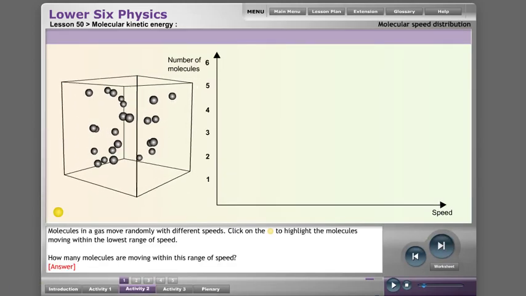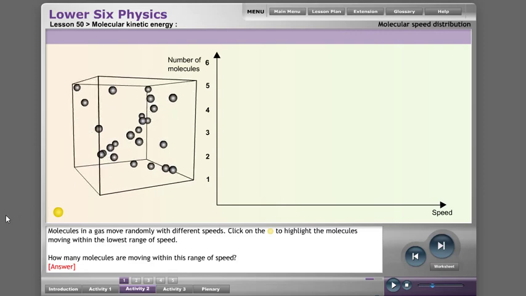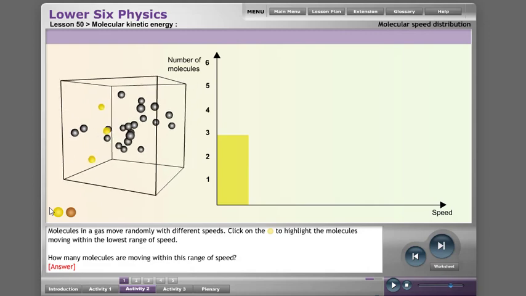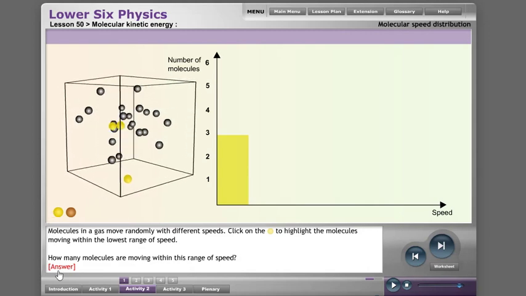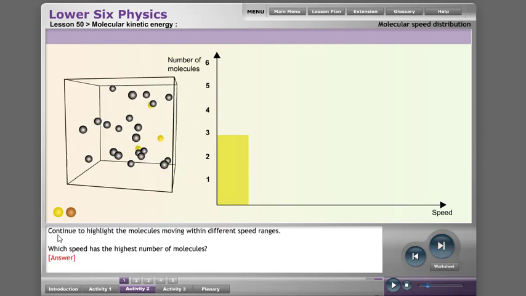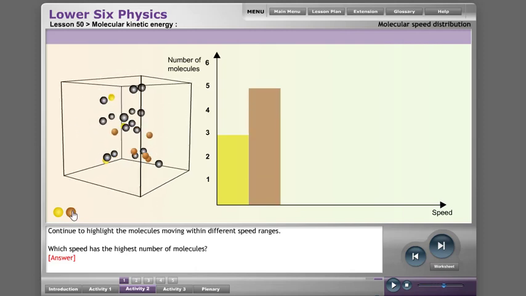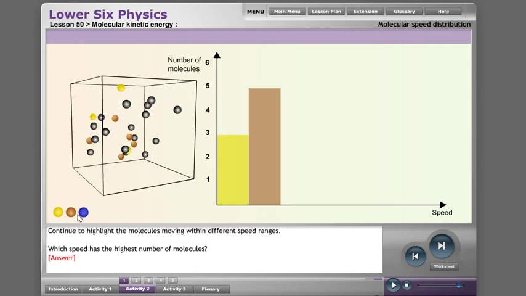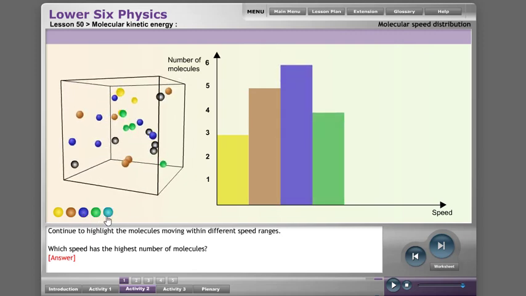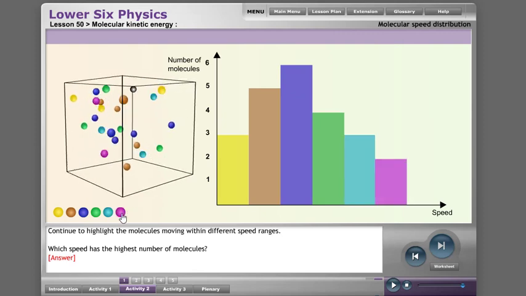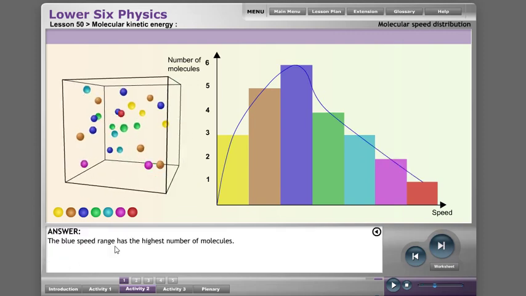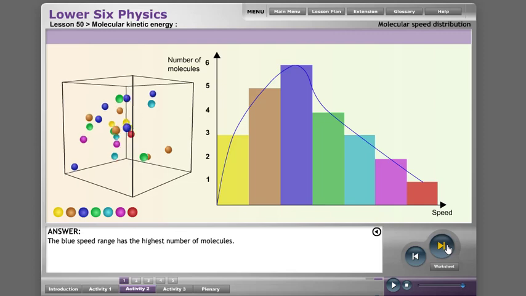Molecules in a gas move randomly with different speeds. Click on the yellow button to highlight the molecules moving within the lowest range of speed. How many molecules are moving within this range of speed? Answer: 3. Continue to highlight the molecules moving within different speed ranges. Which speed has the highest number of molecules? Answer: the blue speed range has the highest number of molecules.